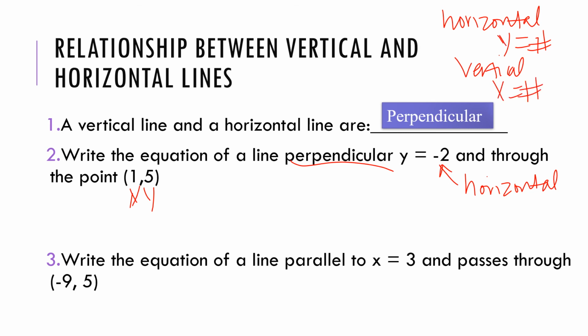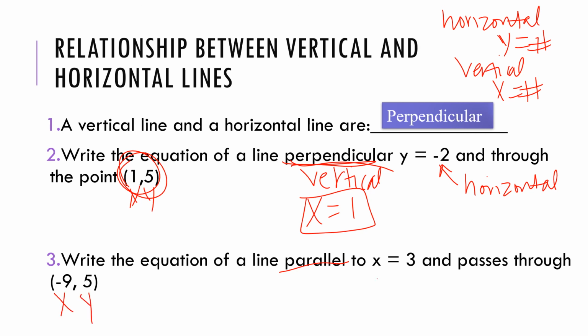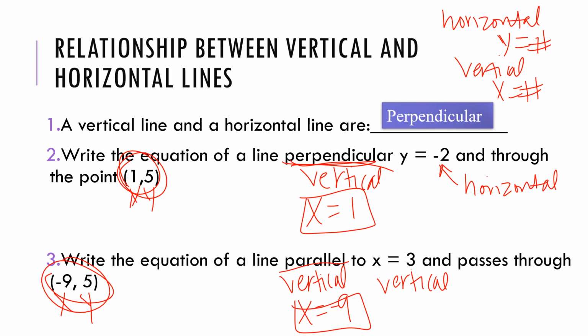Okay, so if I have a horizontal line and I need the one that is perpendicular, that means that I need a vertical line. And because it goes through this point here, my vertical lines are always x equals a number, so x would equal 1 for that equation. For number 3, write the equation of a line parallel to x equals 3 and passes through -9, 5. So x equals 3 is a vertical line, and because they're parallel, they need to be the same. So this should also be vertical. So then, I'm using this point here, my vertical lines are always my x value, so it's x equals -9.